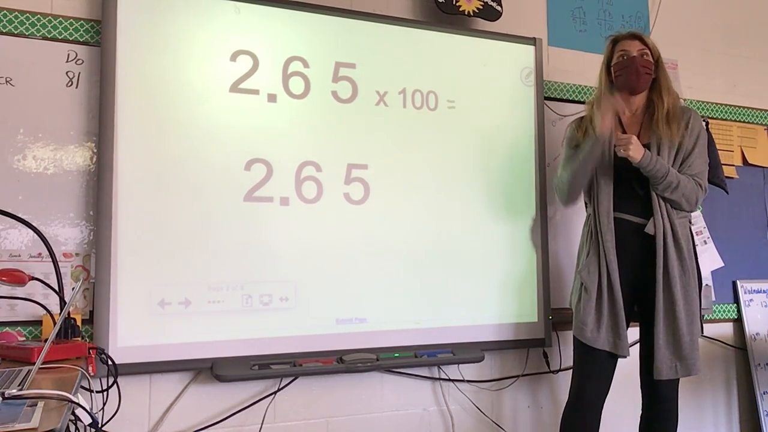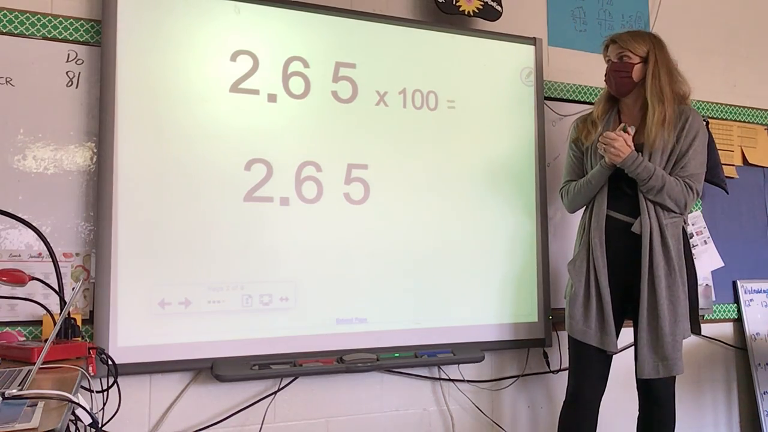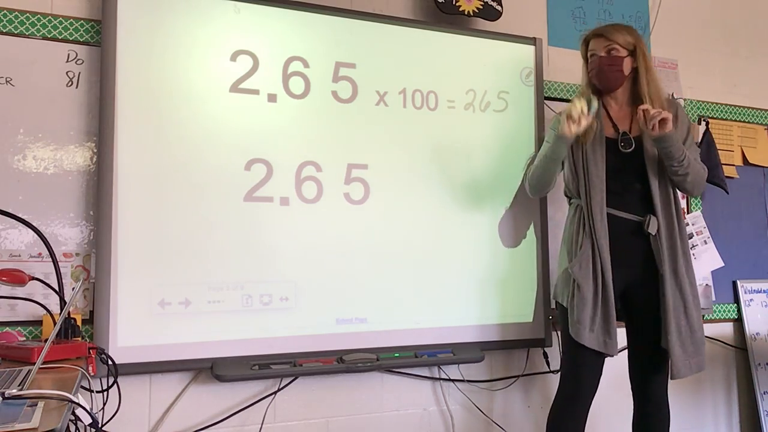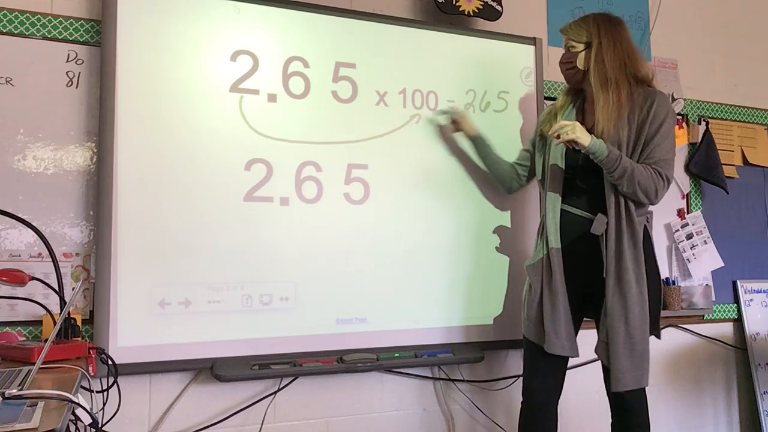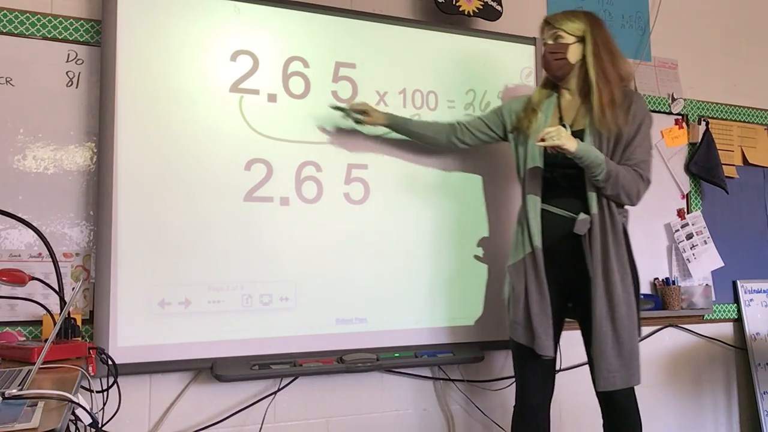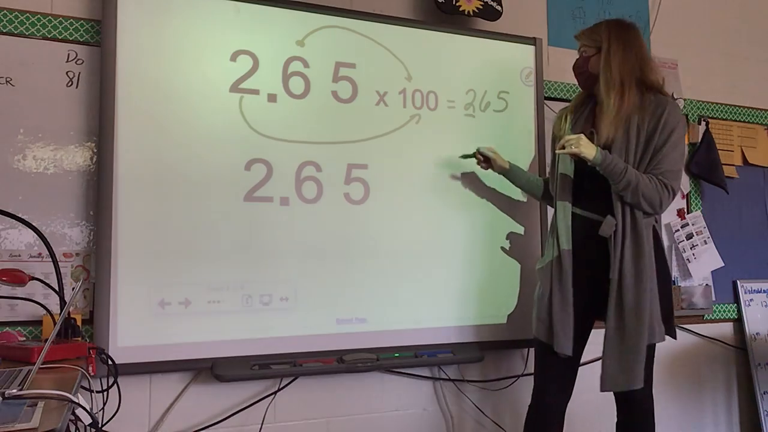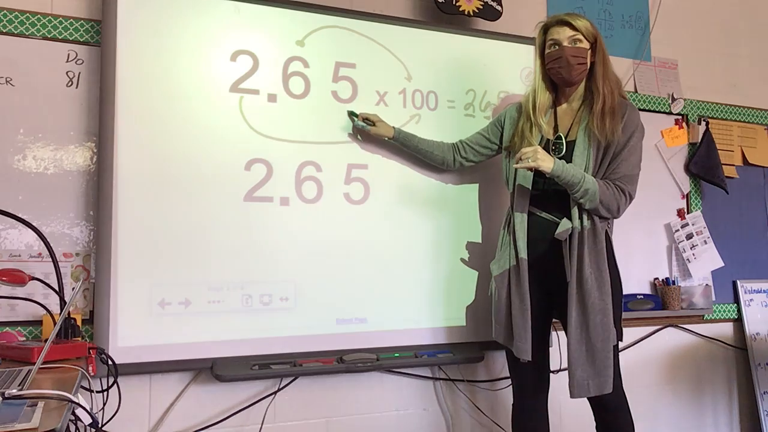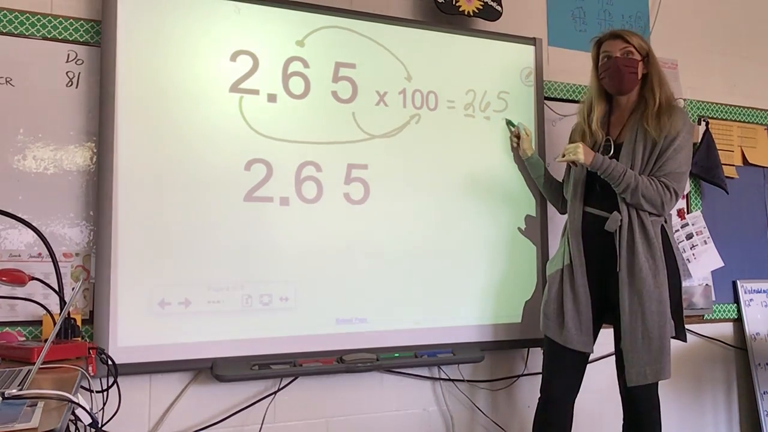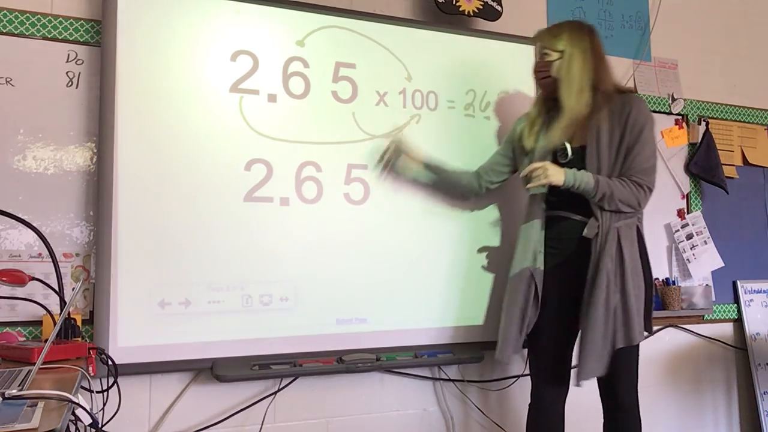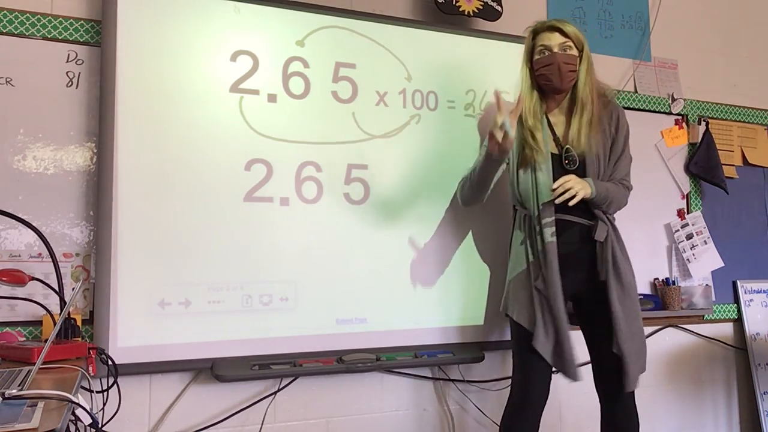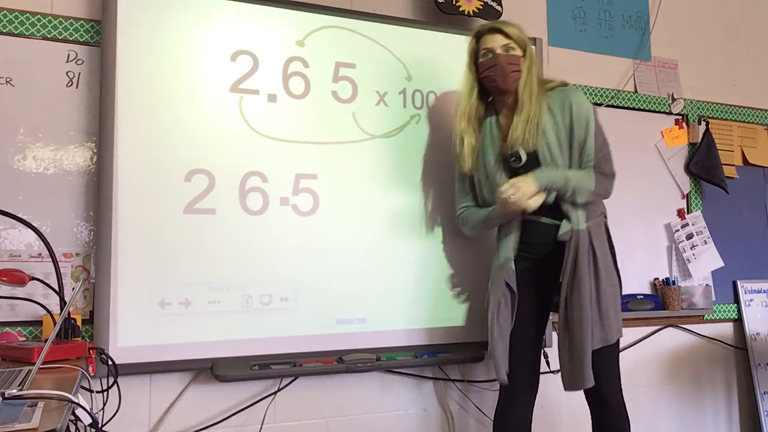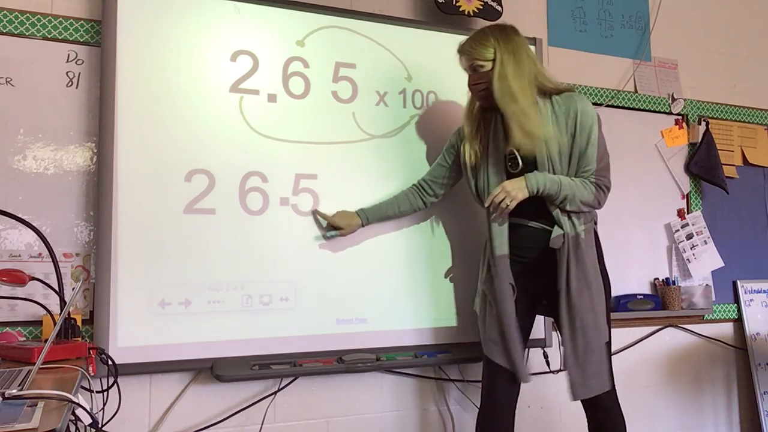Prediction is what? Cruz, go. 265, a whole number. Let's check it. Okay, 2 times 100 is 200. I have 60 cents times 100, and we're saying that's $60. And we have 5 pennies times 100, and we're saying that's $5. Let's see. So I have 2 zeros, so I need to move 2 place values. Here we go. This is times 10, times 100.